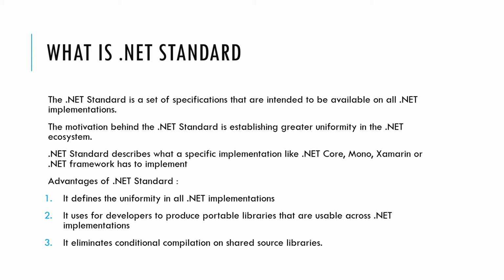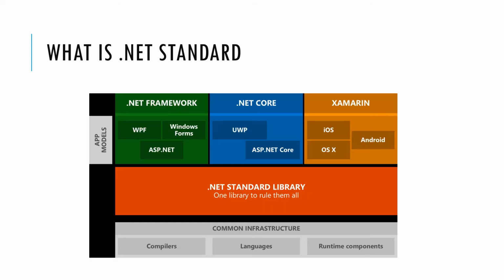The advantages of .NET Standard: it defines the uniformity in all .NET implementations. It is used for developers to produce portable libraries that are usable across .NET implementations. It eliminates conditional compilation every time on shared source libraries. So the pictorial representation of .NET Standard: on top of .NET Standard, you can see how the .NET Framework, .NET Core and Xamarin sit.